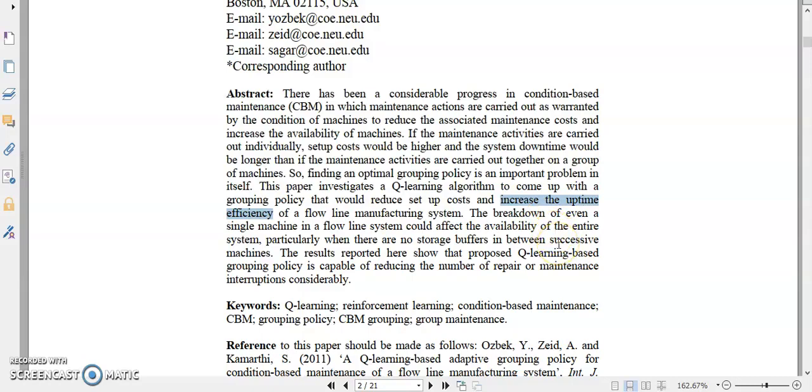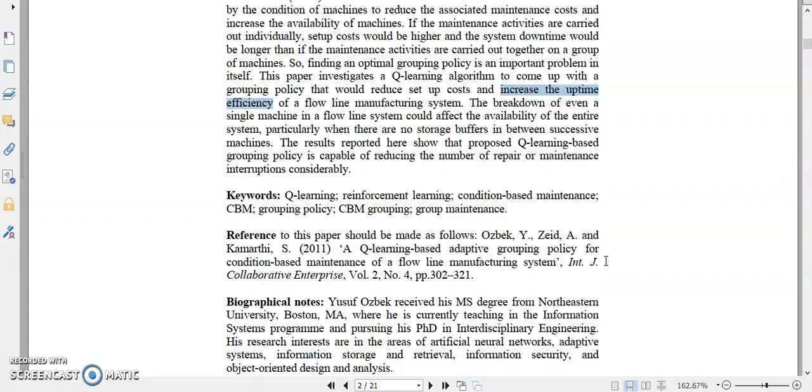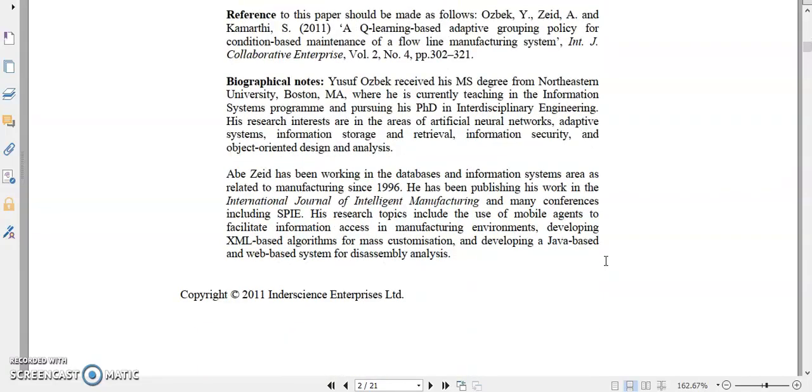Okay, the breakdown of even a single machine in a flow line system could affect the availability of the entire system, particularly when there is no storage buffer in between successive machines. So the results reported here show that the proposed Q-learning based grouping policy is capable of reducing the number of repairs and maintenance interruptions considerably.